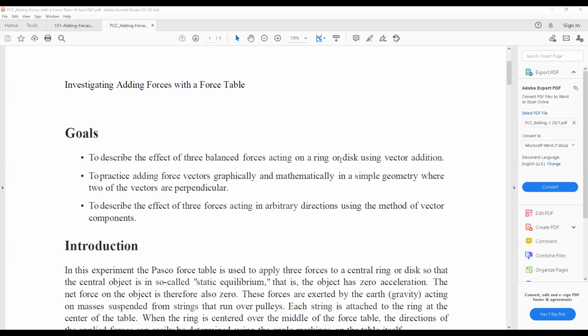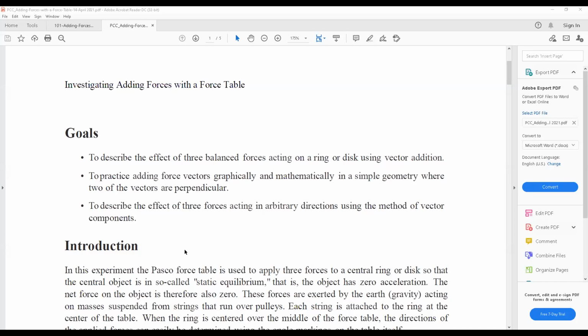Acting on a ring or disk using vector addition. To practice adding force vectors graphically and mathematically in a simple geometry where two of the vectors are perpendicular.